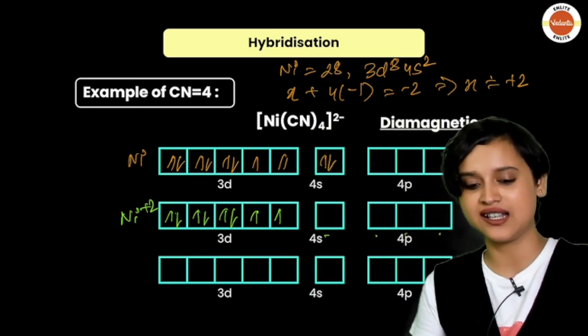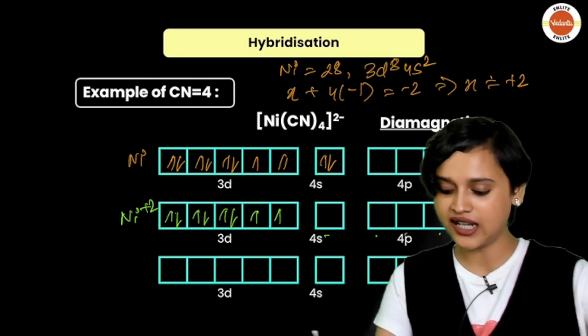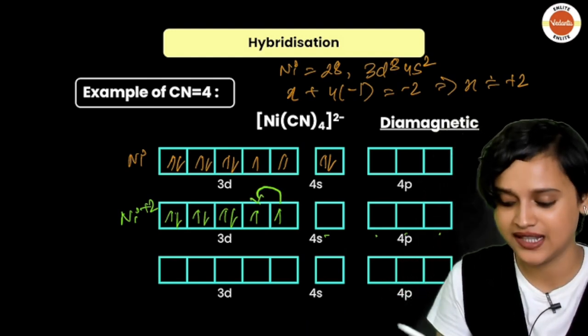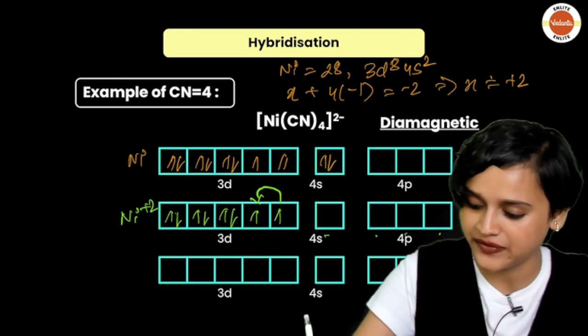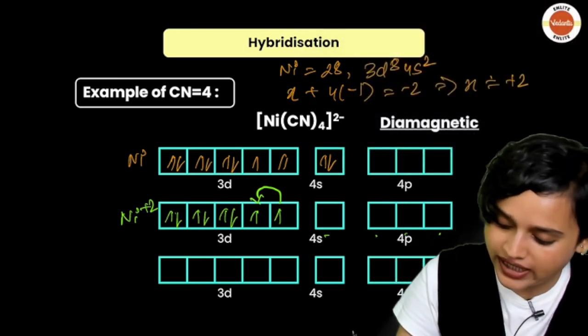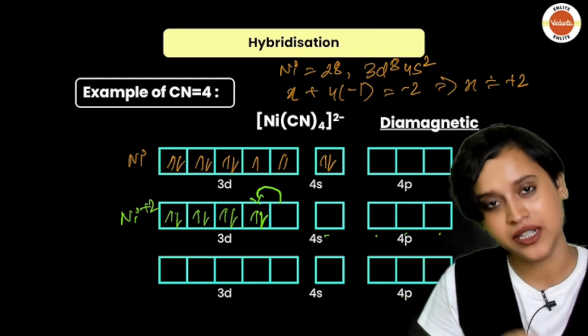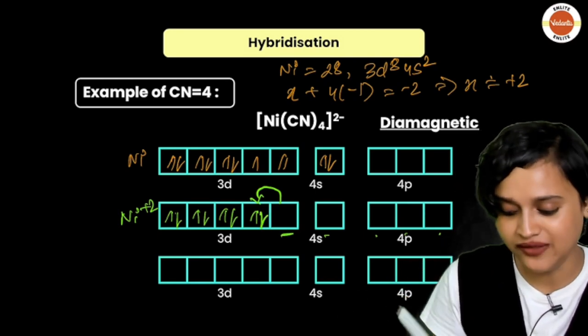So what CN does, you know? CN will still try to push it here. CN will still try to push it here. And that means that what will we get here? We will get an empty orbital here. And this will come here. So, one empty orbital we get here.